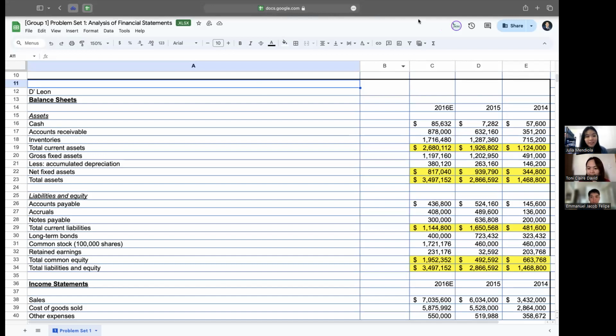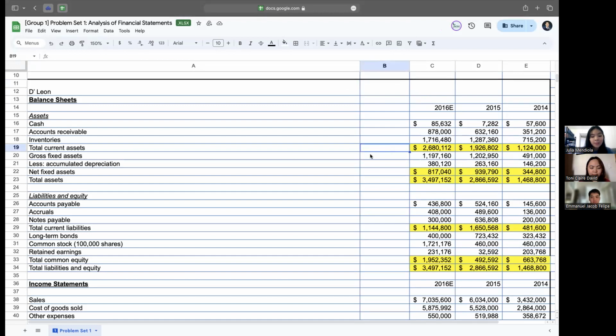To start, we're going to be filling in first the balance sheet and income statement blanks. The first one is the total current assets. To get total current assets, we just sum up all the three rows above it, which is cash, accounts receivable, and inventories. Next, to get net fixed assets, we get the gross fixed assets less the accumulated depreciation. Then the total assets is the sum of the total current assets and the net fixed assets.